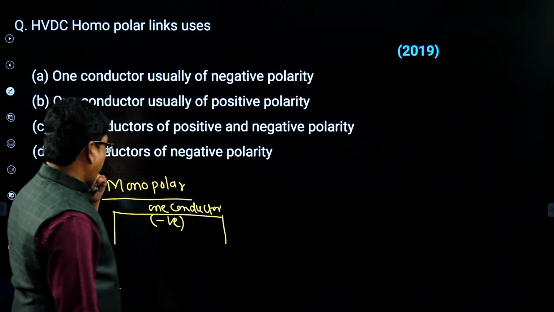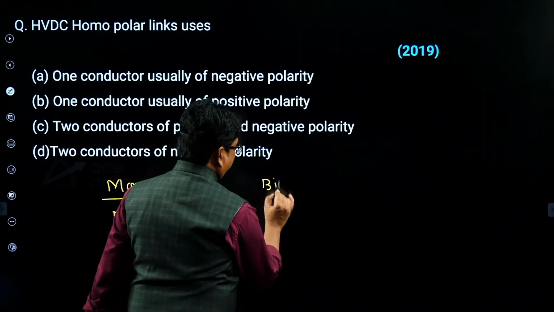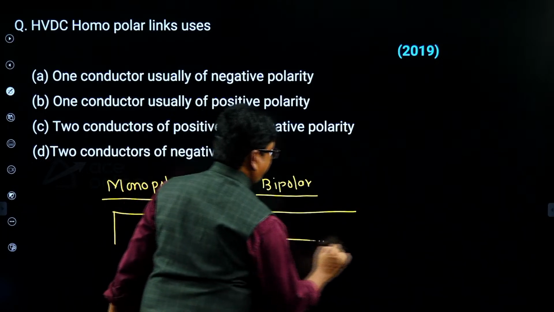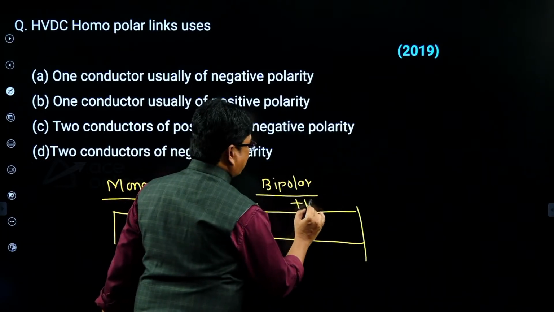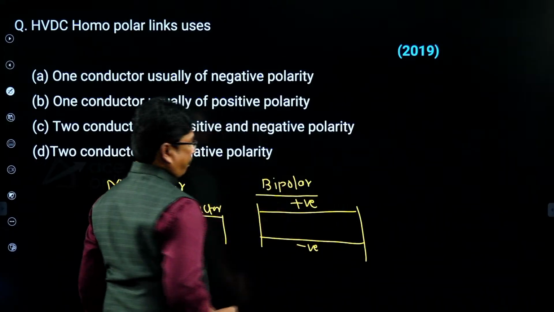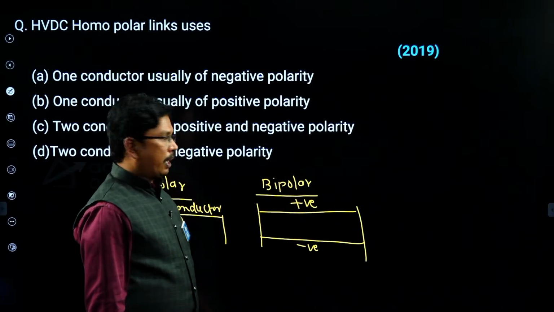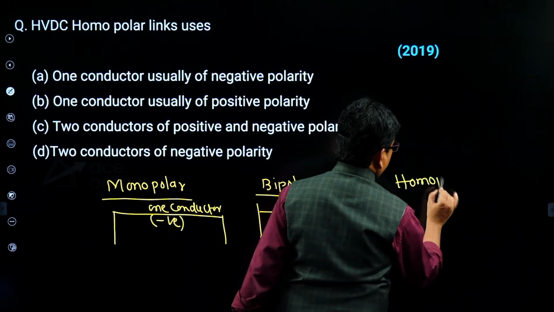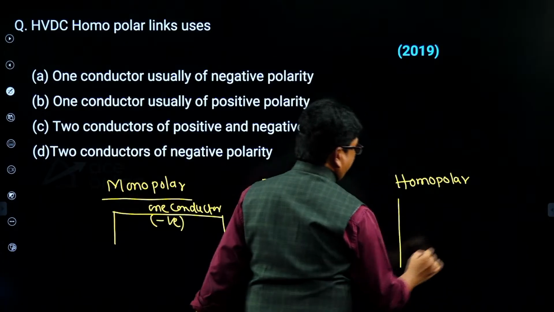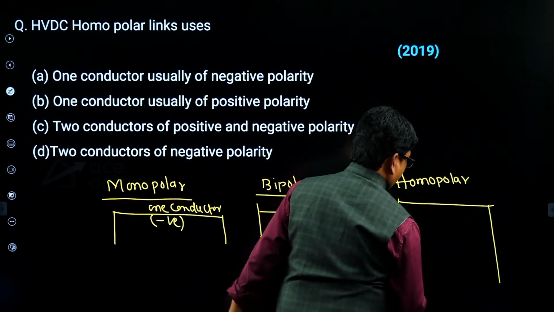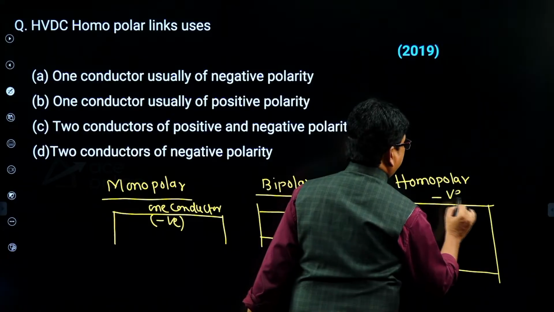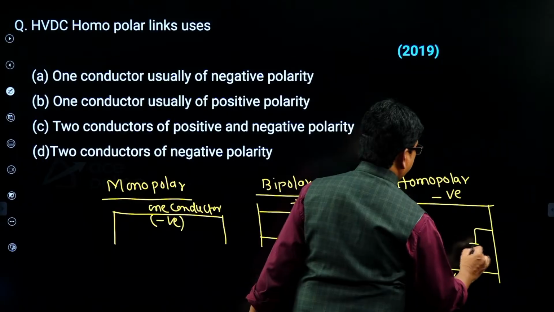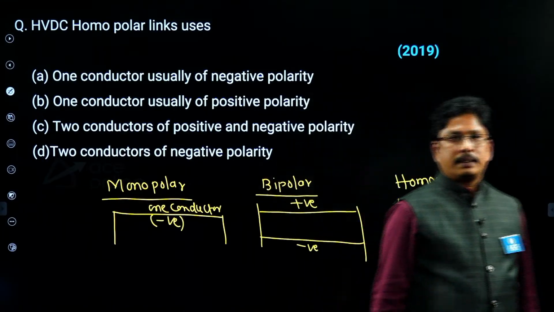In case of bipolar, here we are having two conductors. One is positive polarity, one is negative polarity. The name itself is saying bipolar, two polarities. And in case of homopolar, here we are having two conductors. Both are of negative polarity, where the ground is acting as the return path.